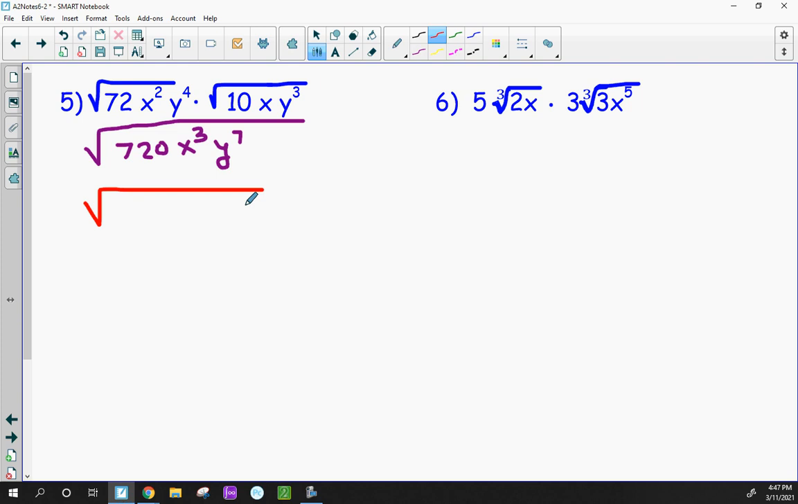It does not. 720 divided by 64. No. 720 divided by 81. Divided by 100. Divided by 121. 144? Oh, 144 actually does work. So 720, the best way to break this down and to get to the answer fastest is to always choose the largest perfect square you can find. So 144 times 5 is 720.